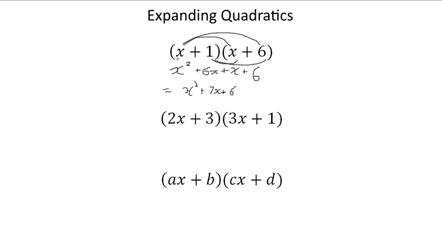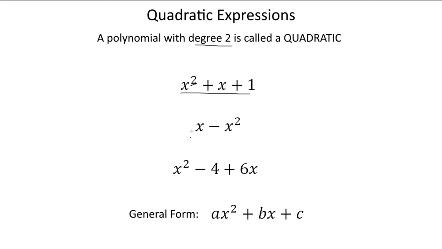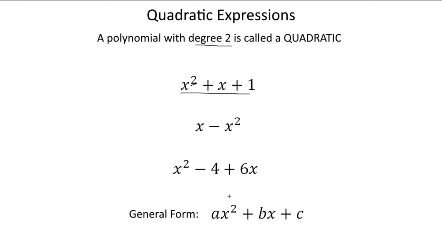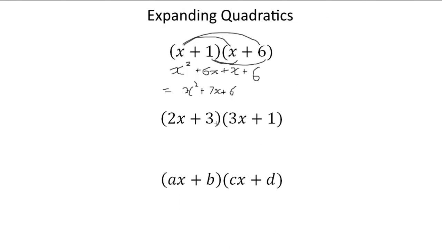Now let's note that not only x's appear on their own. So far we've seen all the x squared terms appear on their own, but you can also have a number in front of the x squared. So we're going to see an example of that right here. Let's do 2x plus 3 times 3x plus 1. So 2x times 3x is 6x squared, and we're going to use the same procedure of expanding out these binomials.